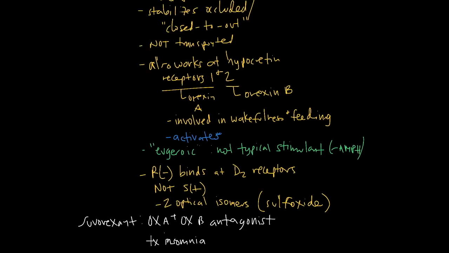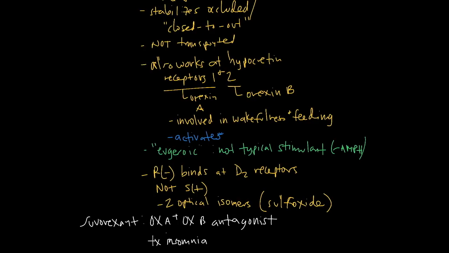In contrast to orexin agonists, Belsomra, I think is the brand name, I don't know anymore, is an orexin A and orexin B antagonist, which is used in the treatment of insomnia.